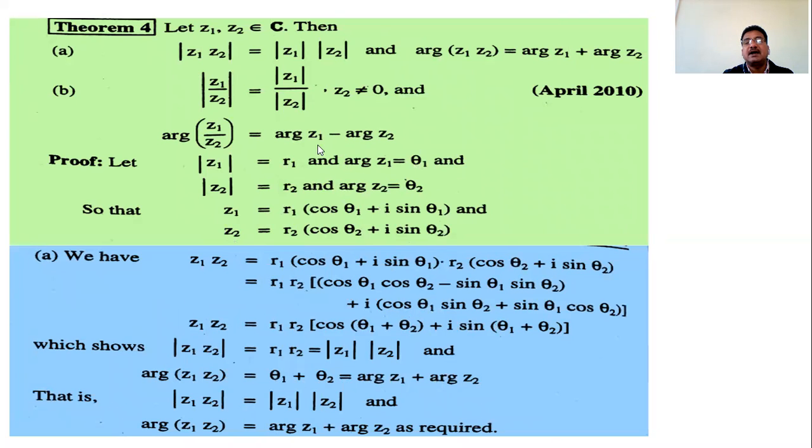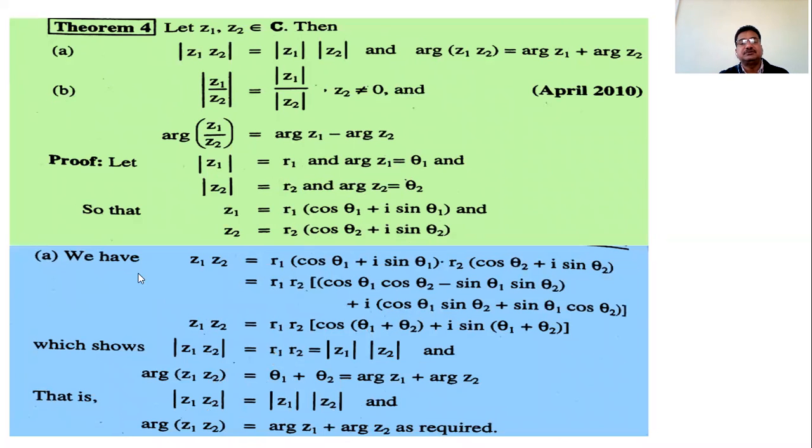Plus theta 2 is argument of Z2. Theta 2 is argument of Z2. And therefore we have that mod Z1 into Z2 is R1 into R2. What is R1? R1 is mod Z1. And what is R2? R2 is mod Z2, that is modulus of Z2. And therefore modulus of Z1 into Z2 is modulus of Z1 into modulus of Z2, and argument of Z1 into Z2 is argument of Z1 plus argument of Z2. And that is what we had to prove.